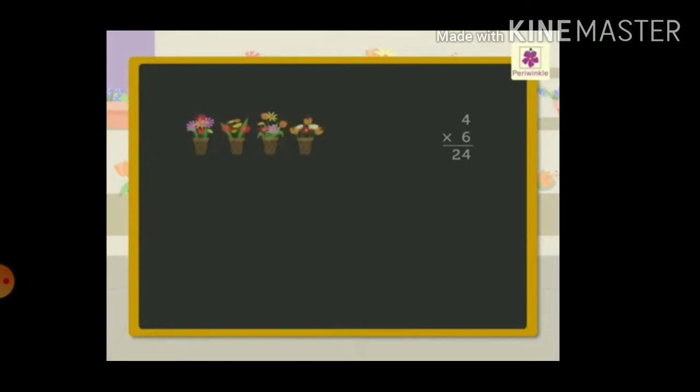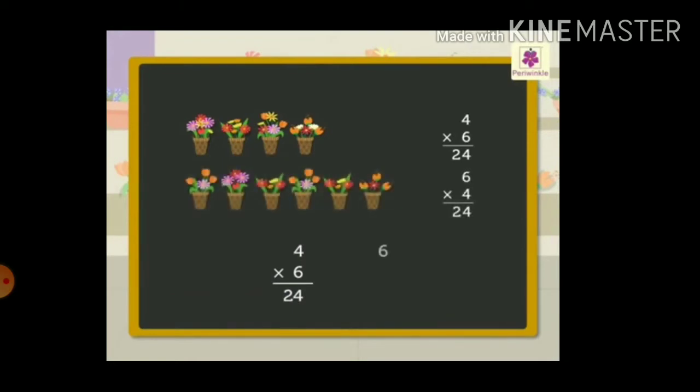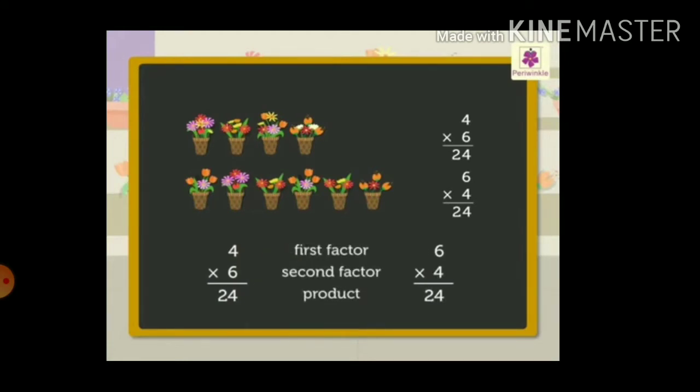So we see that 4 into 6 is equal to 24 and 6 into 4 is also equal to 24. Thus we know that even after changing the order of the factors, the product does not change. This property is also called commutative property.